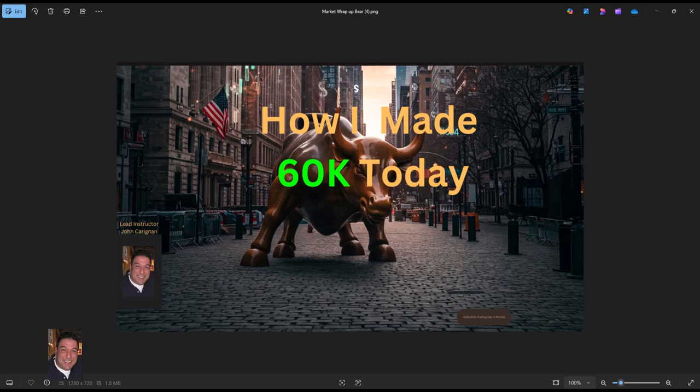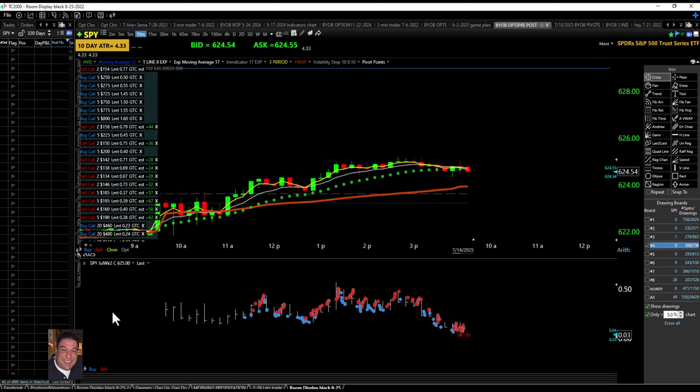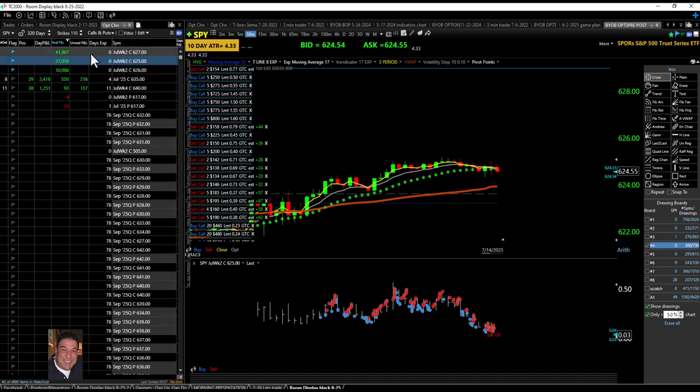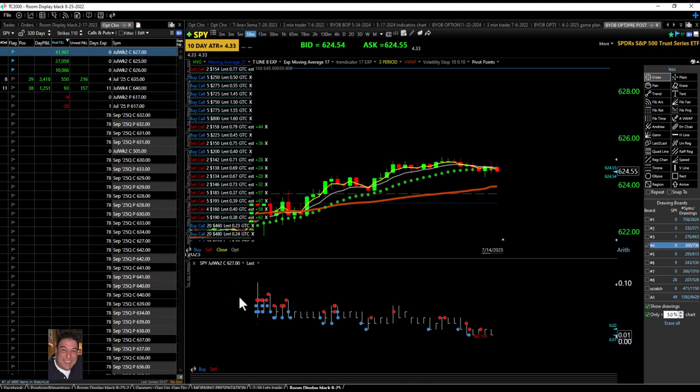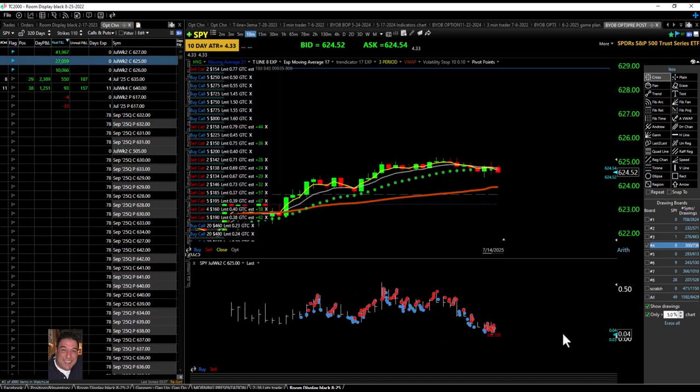All right, so let's take a look at how I made my 60K today. First we'll start off with this. You've got about 42K right there. All I'm doing is buying the dips and selling the peaks of this 10-minute uptrend. Usually buying them for 2 cents and selling them for 4, or buying them for 3 cents and selling them for 5. That's it on those. 41K on that. 27K on these 625 calls.